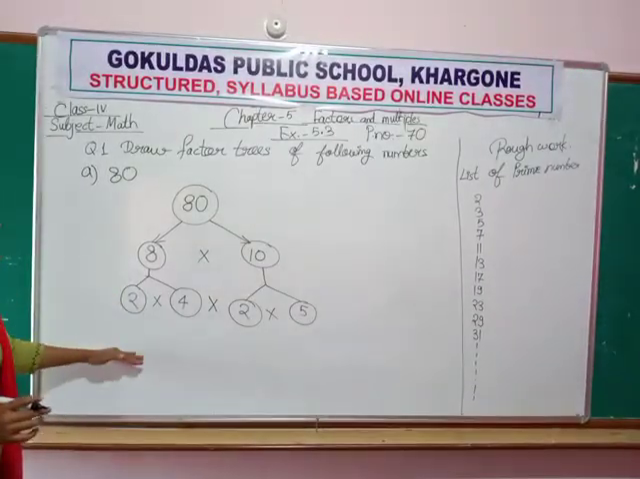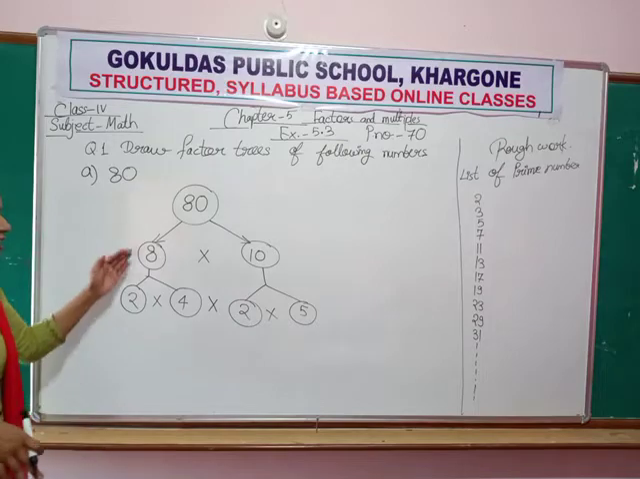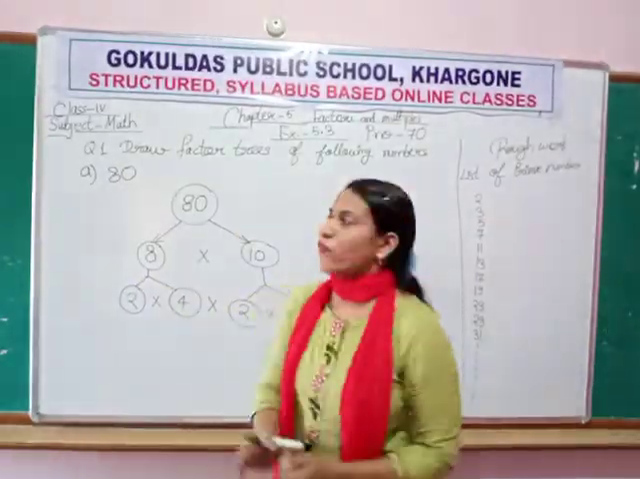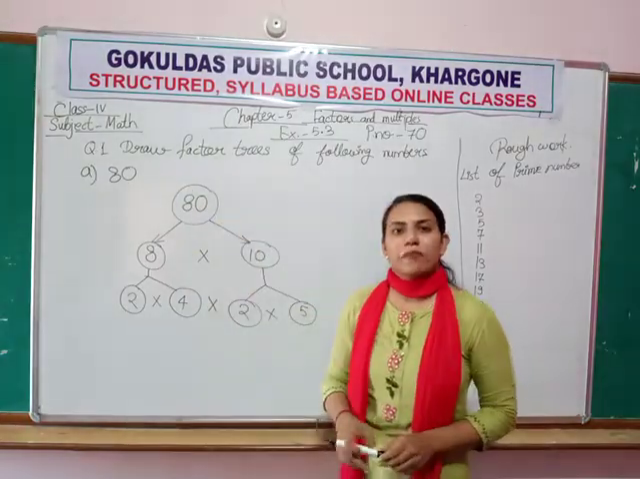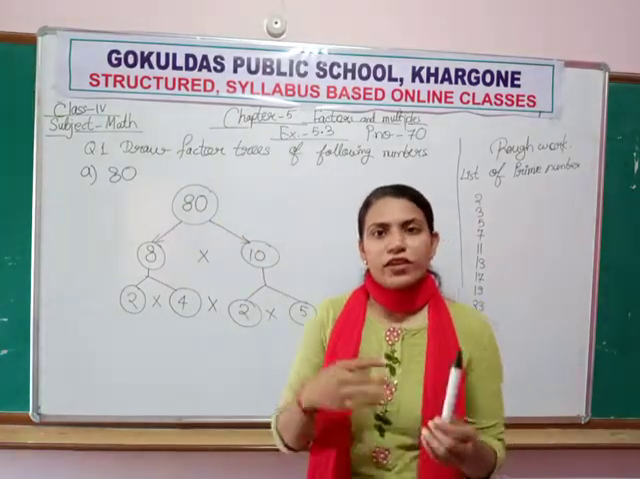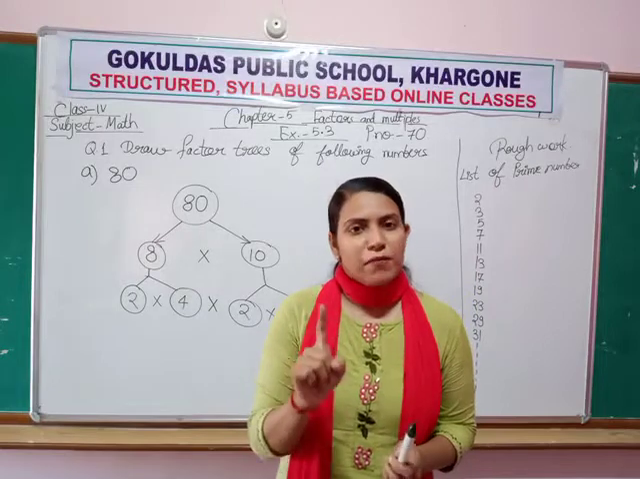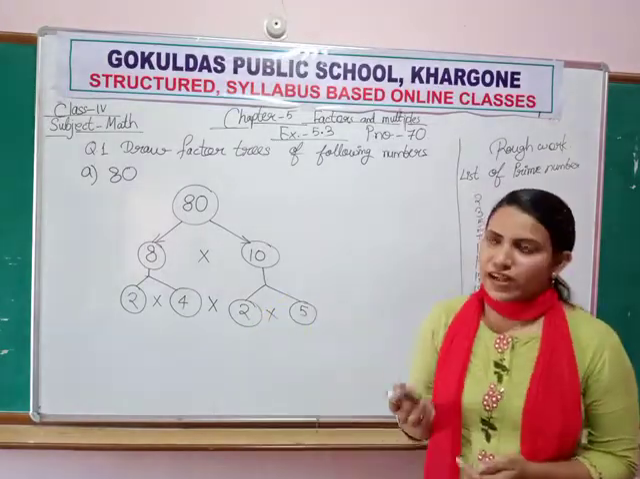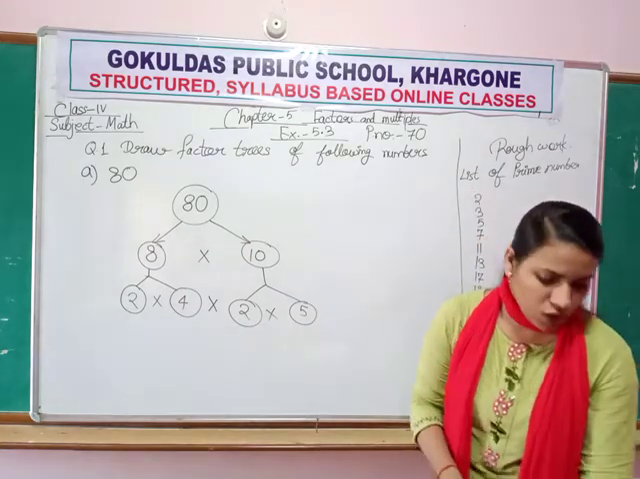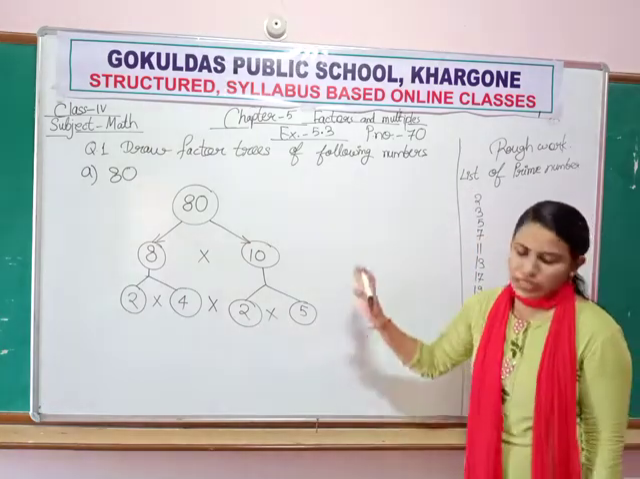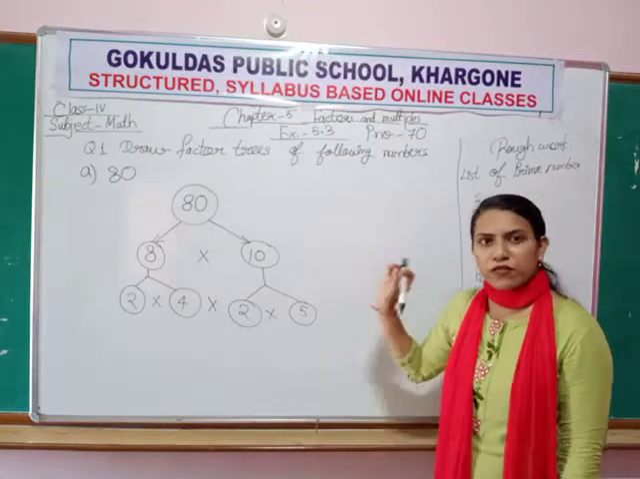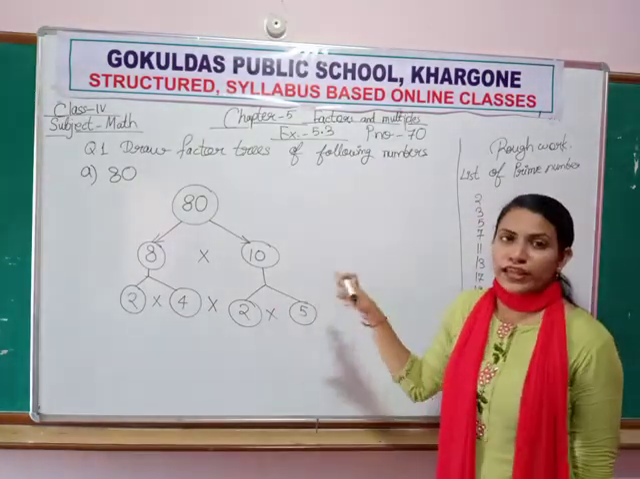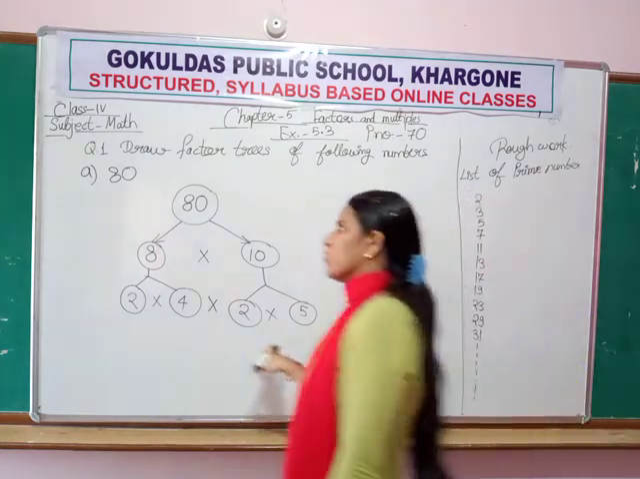Why are we doing this? Why are we making branches and splitting it up? Because we want to write the factors of the number 80. We know that number 1 is a factor of every number, so that is the reason we are not showing it in the factor tree.